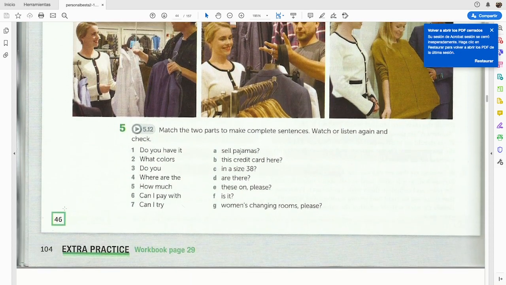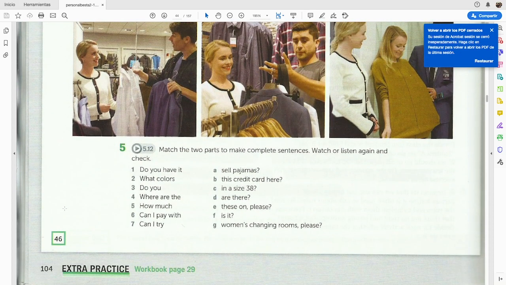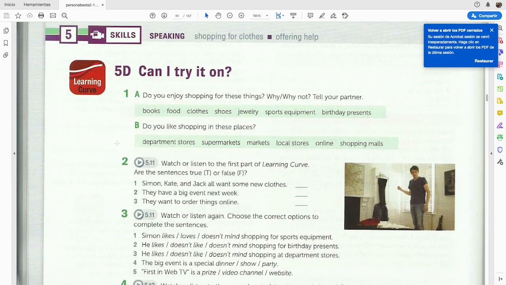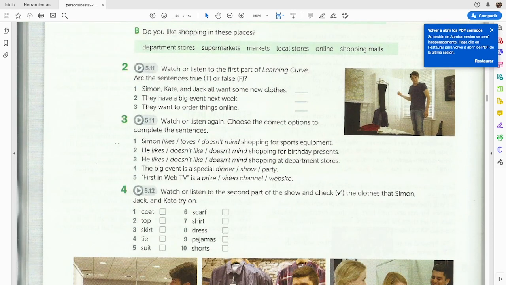Okay, we have some words related to shopping. So, yeah, perfect. And here we have, well, the problem is that this activity is to be done with listening, but we don't have the audio. But we're going to do it anyway because this is a speaking activity at the same time. Yeah? So let's see.